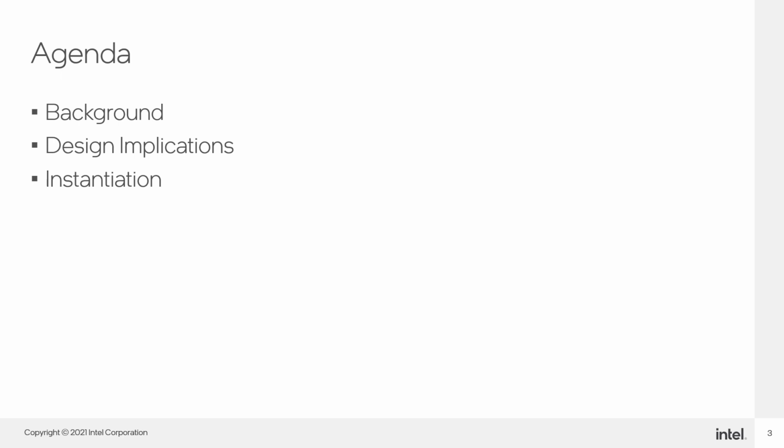Here's the agenda that I'll be covering in this video. First, I'll give a bit of a background into how the Stratix 10 and Agilex devices are configured. Next, I'll talk about what happens with your design as the FPGAs are configuring and entering user mode. And lastly, I'll discuss the Reset Release Intel FPGA IP and how to instantiate it.